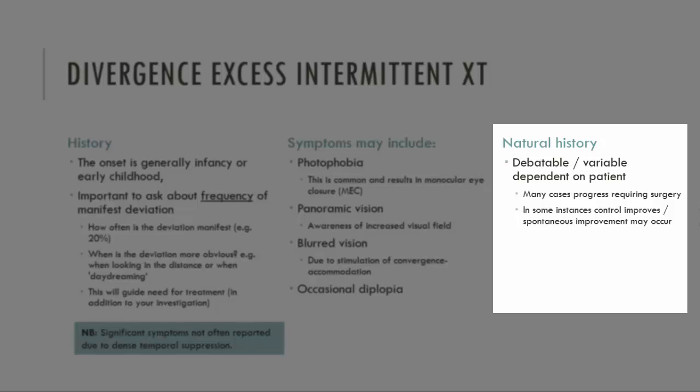And the issue with this condition is that the natural history is variable between patients. So some patients will improve over time, where you'll see the frequency of the manifest phase will become less and less, and the patient will learn to control the deviation more and more. You may even be able to introduce orthoptic exercise a little bit down the track when the patient is older and assist that control even further. For other patients, it can get worse. The deviation becomes more frequently manifest, in which case you have an issue around the potential loss of binocular functions and the development of amblyopia.